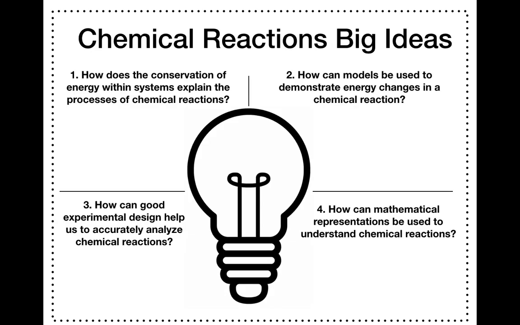Okay, so we have now come to our last big idea, which of course makes this our last big idea, which is how can mathematical representations be used to understand chemical reactions? So you should be going back to all the graphs we've looked at, the calculations we've done throughout the entire year. Remember, your final exam is based on the big ideas from all the units the whole year. So you need to be able to talk about these and have really thorough notes on these to be successful on the final exam.